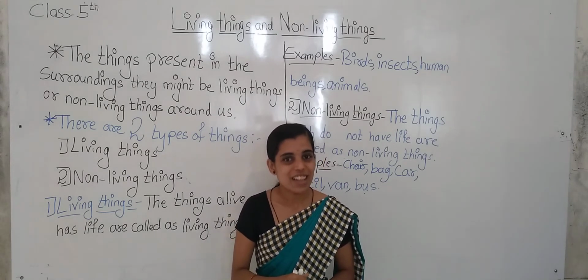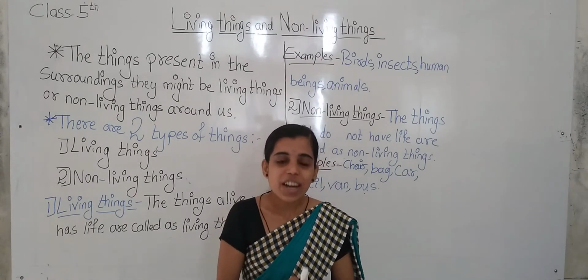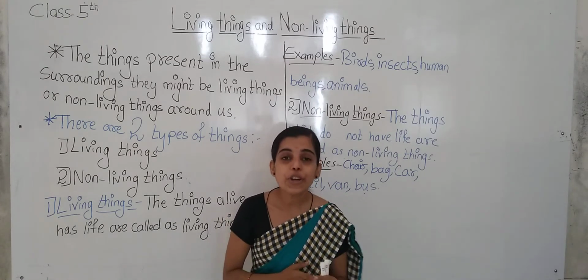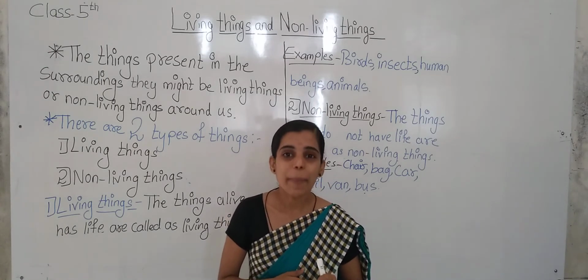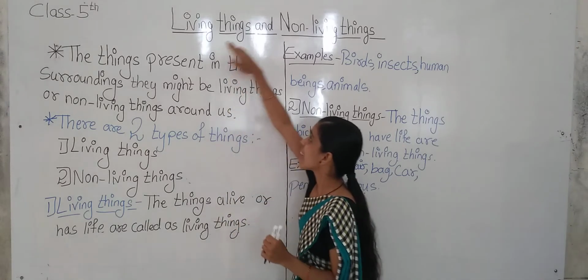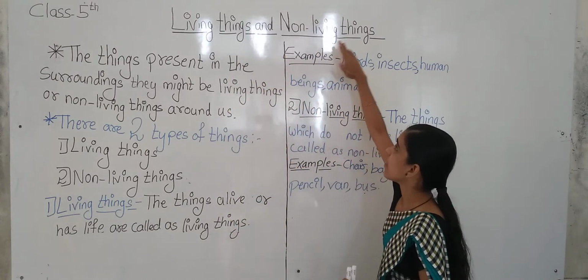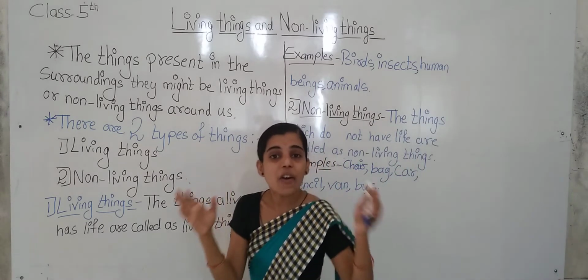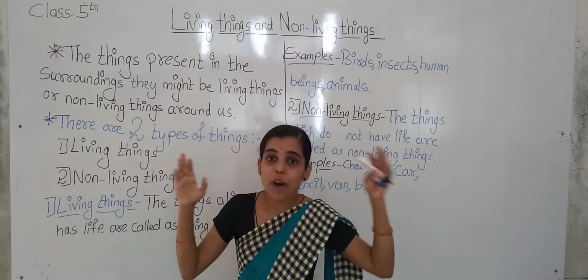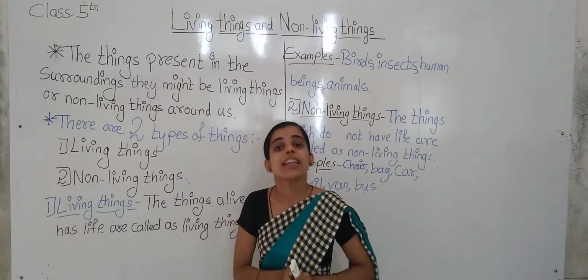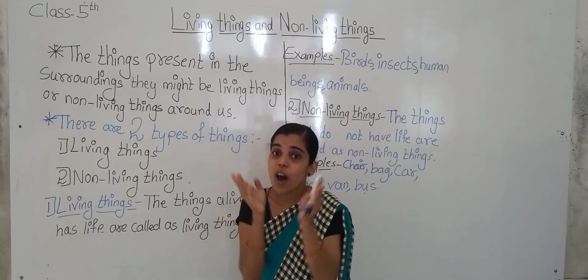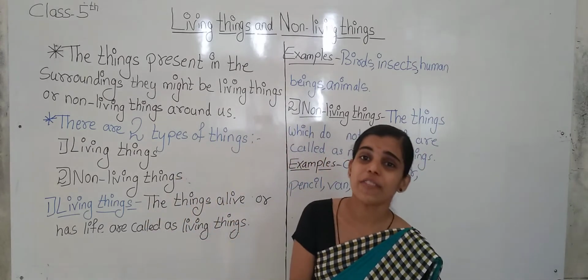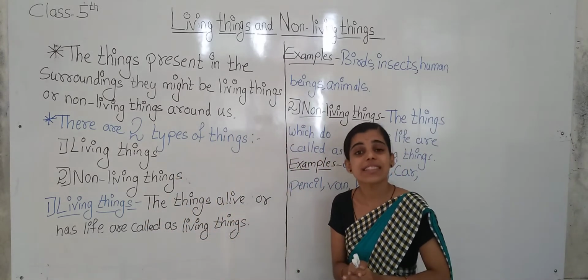Online session. So children, in today's class, we are going to discuss a new topic, and the topic name is living things and non-living things. In our surrounding, in our atmosphere, we can see living things and non-living things. There are many types of living things and non-living things.